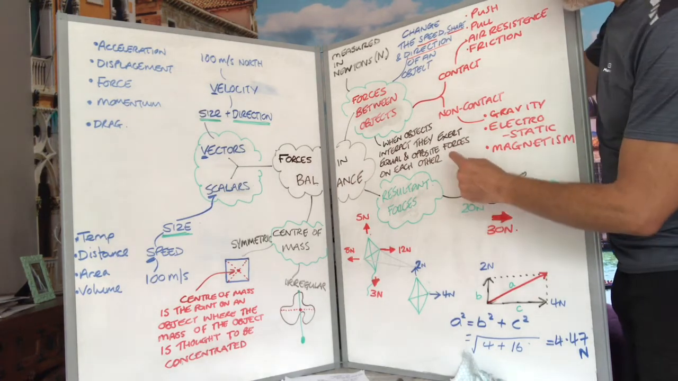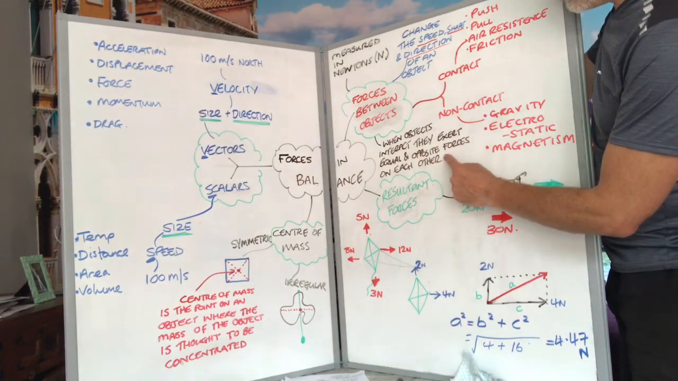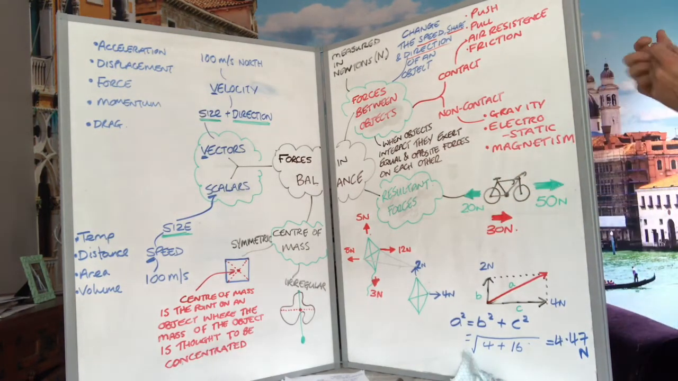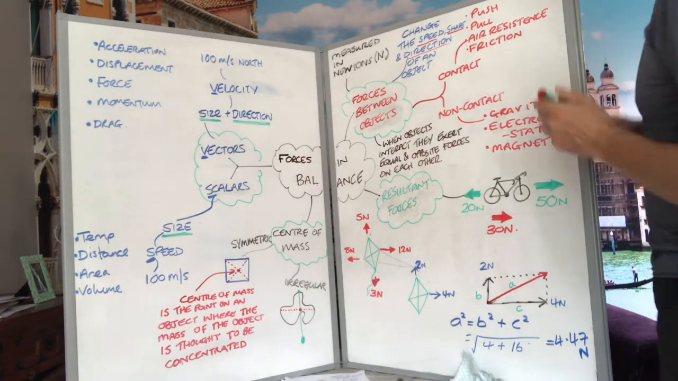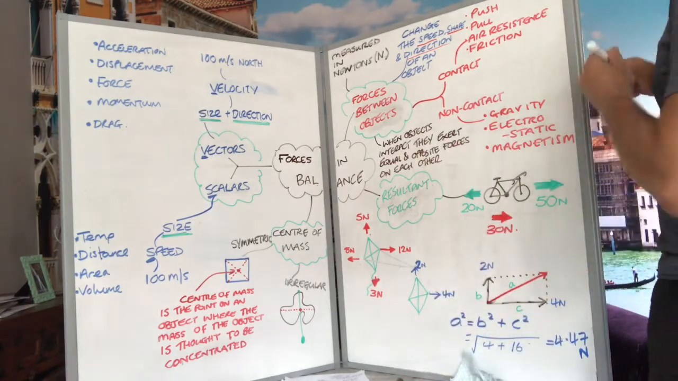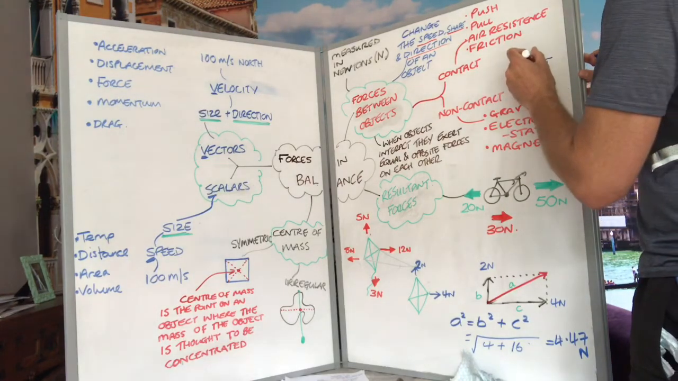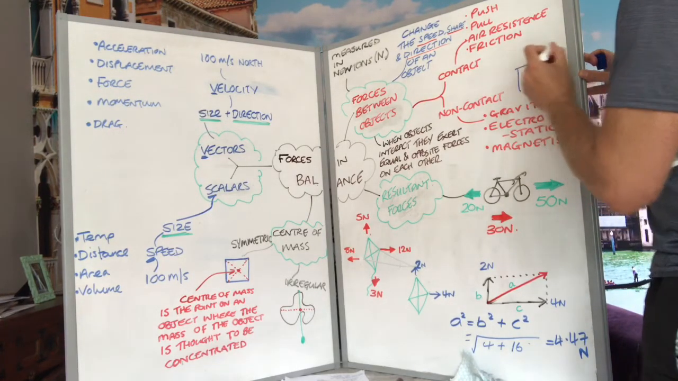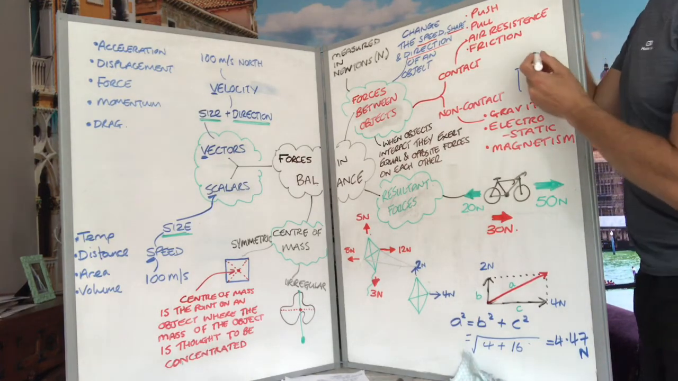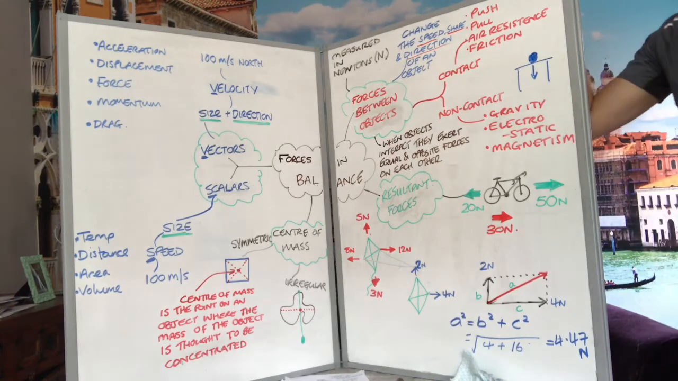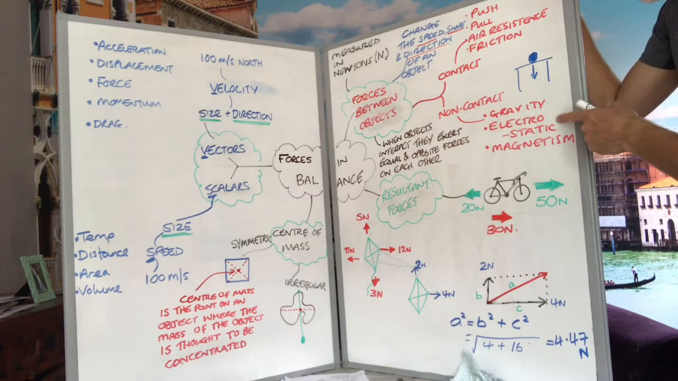And this is Newton's 3rd law. When objects interact, they exert equal and opposite forces on each other. So if you can imagine an object sat on a table, put a ball on the table, there is a force pulling down. In this case it's gravity, which is a non-contact force.